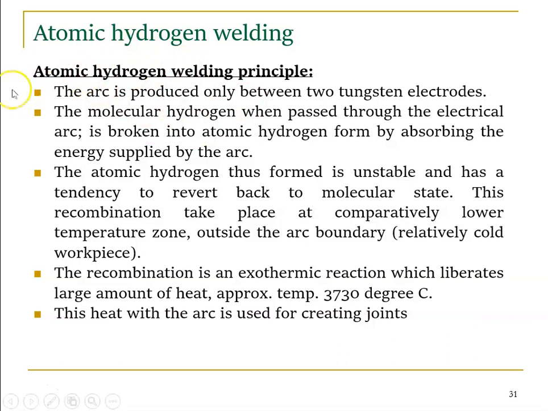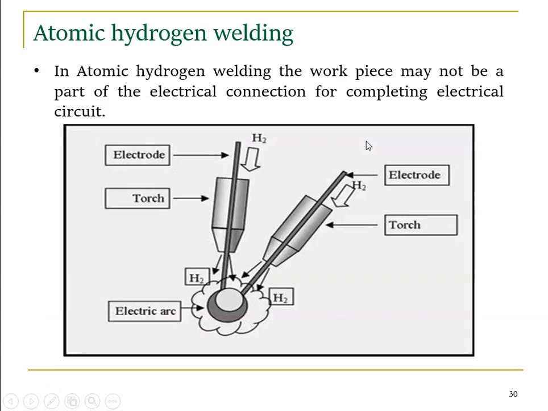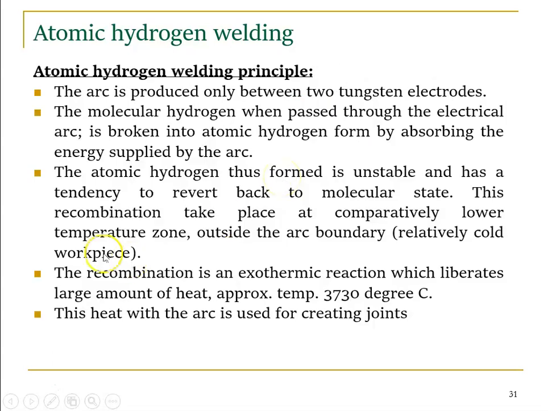The molecular hydrogen, when passed through the electrical arc, is broken into atomic hydrogen by absorbing the energy supplied by the arc, right? So if you supply the H2, it will absorb the energy created by the electrode, and the H2 is split into atomic hydrogen, H. The atomic hydrogen thus formed is unstable and has a tendency to revert back to the molecular state. So the H is unstable, so it always joins to make H2.